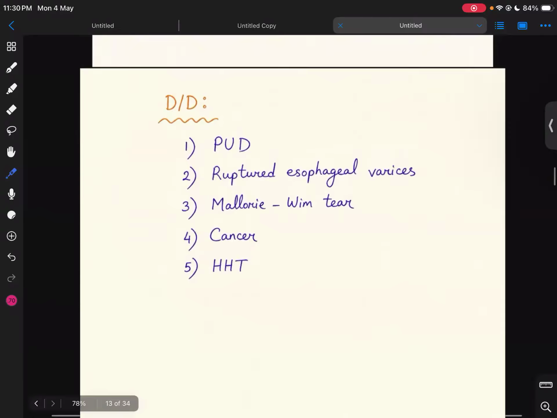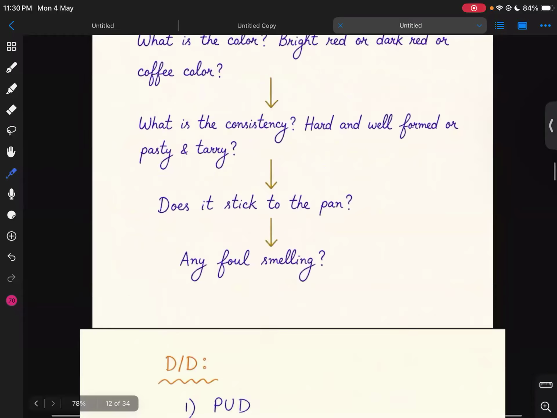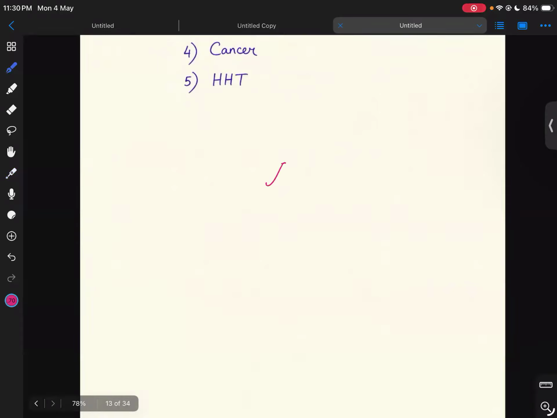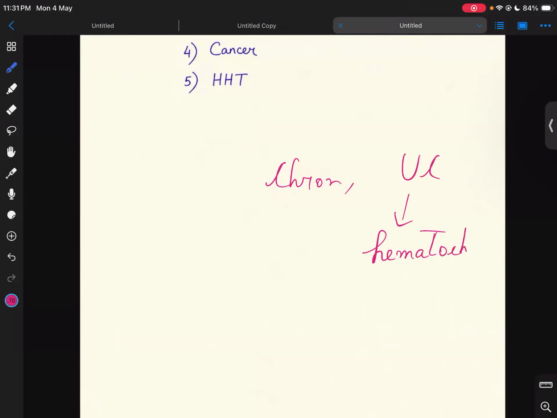Why can it not be inflammatory bowel disease? Inflammatory bowel disease usually does not present with melena. There are two types of inflammatory bowel disease. One is Crohn's disease, another one is ulcerative colitis. Ulcerative colitis mostly affects the descending colon or the rectum. That will present with hematochezia, that is bright red bleeding. Ulcerative colitis does not affect the esophagus or the stomach or the duodenum. That's why ulcerative colitis does not present as melena.